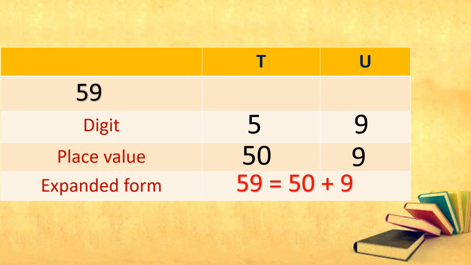Now, we are going to see the expanded form of number 59. In number 59, digit 5 is on tens place and digit 9 is in ones place. Now, let's find out the place value of each digit. The place value of 5 is 50 and the place value of 9 is 9. So, the expanded form of number 59 equals 50 plus 9.